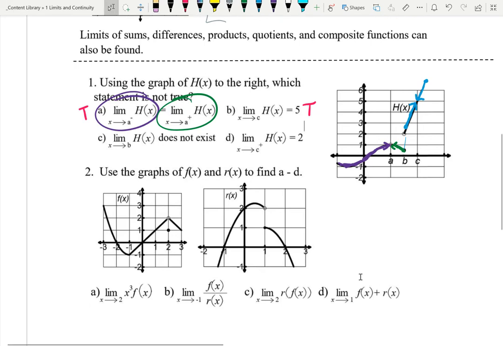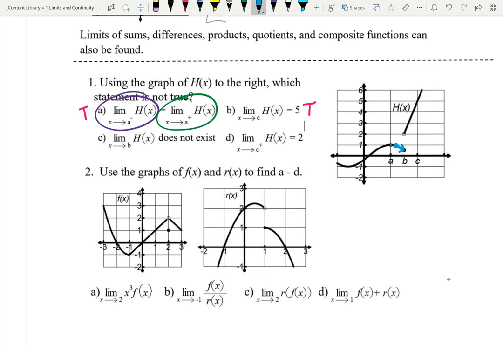All right, let's look at part C here. Limit as x approaches b of h of x does not exist. All right, well, I'm going to get rid of that so we can focus on this. So it says the limit as x approaches b does not exist. Well, let's look at the limit as x approaches b. Here's b. If I go to the left of b, I'm on the graph, say about right there, and I'm going to head towards b. Looks like I'm heading towards a height of 1/2.